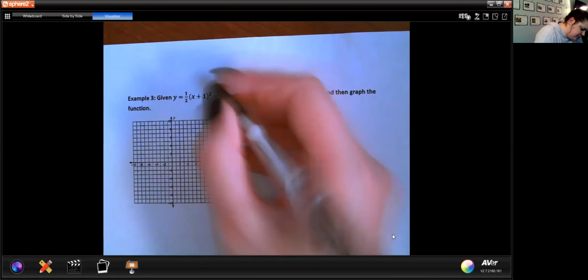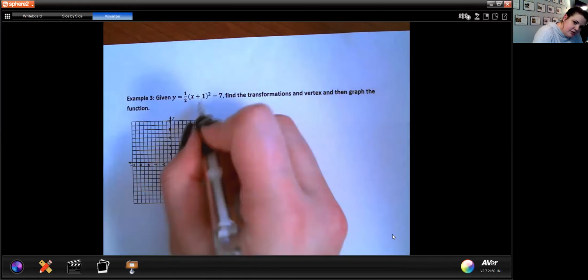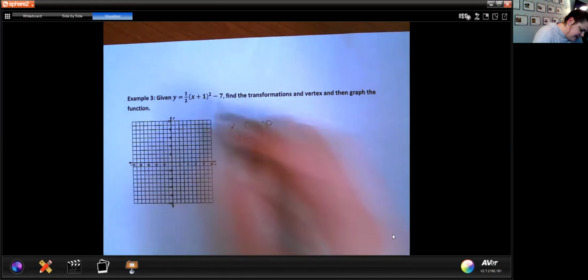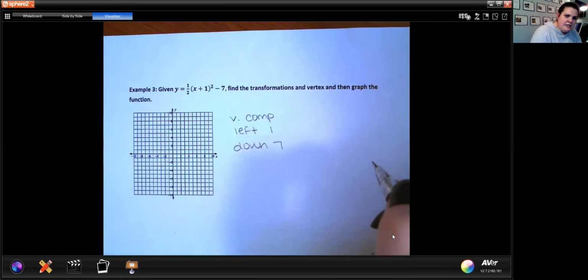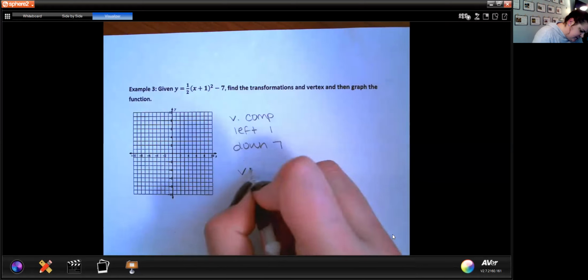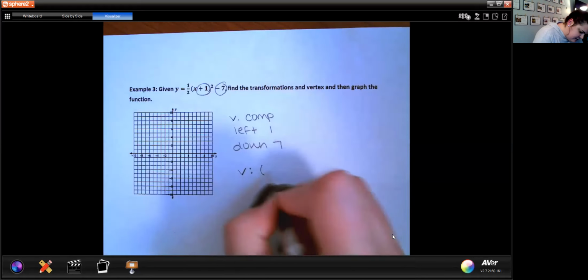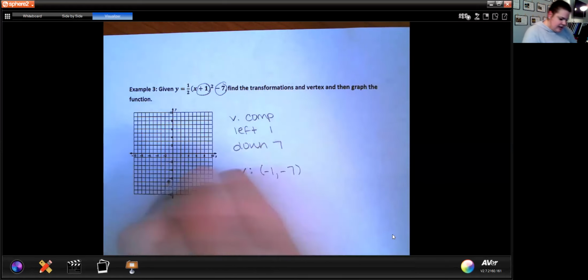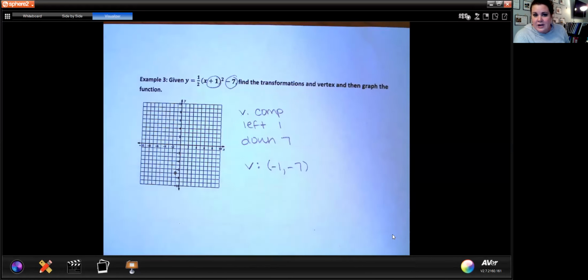So we've got the 1/2 in the front. That is a vertical compression. And then we have the +1, that's left 1. We have the -7, that is down 7. All right, so I've got the vertex. The vertex is at -1, -7. So I'll graph that -1, -7. This graph is not upside down, it is right side up. It's a compression of 1/2.